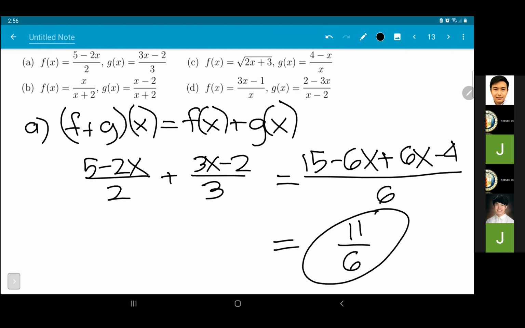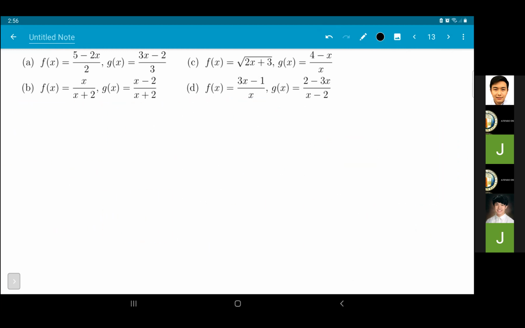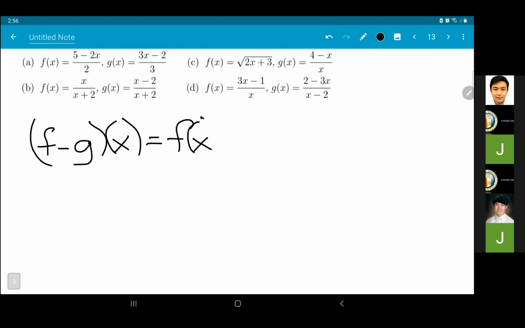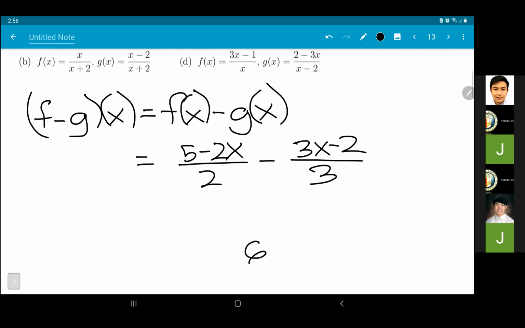There. So the sum of the two functions is actually a constant function. And then similarly, f minus g of x means f of x minus g of x. So we will have the same, except that we change the other to a negative. Still, we'll do the same process, getting the LCD.